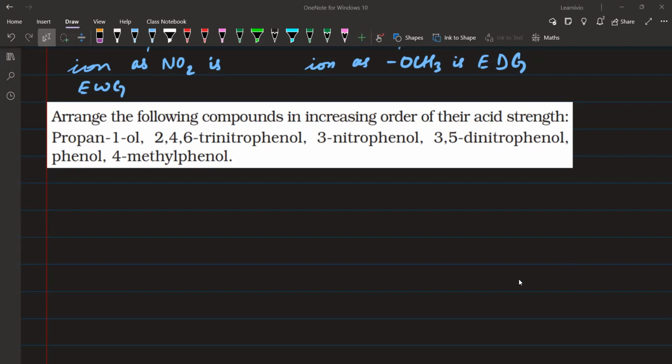Nice to see your bond lines, Zaina. It saves time, right? Yes, sir. It needs a bit of practice, but it will save a lot of time. 2,4,6-trinitro, very good. 3-nitro is also correct. 3,5-dinitro is also correct. 4-methylphenol is also correct. We have to discuss the acidic strength. Harsha, I have not got your answer. Sorry, Rishita, I have not got your answer till now.